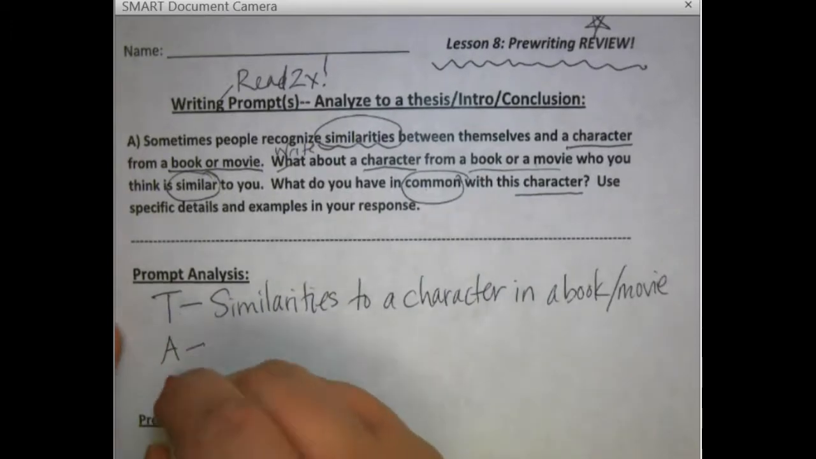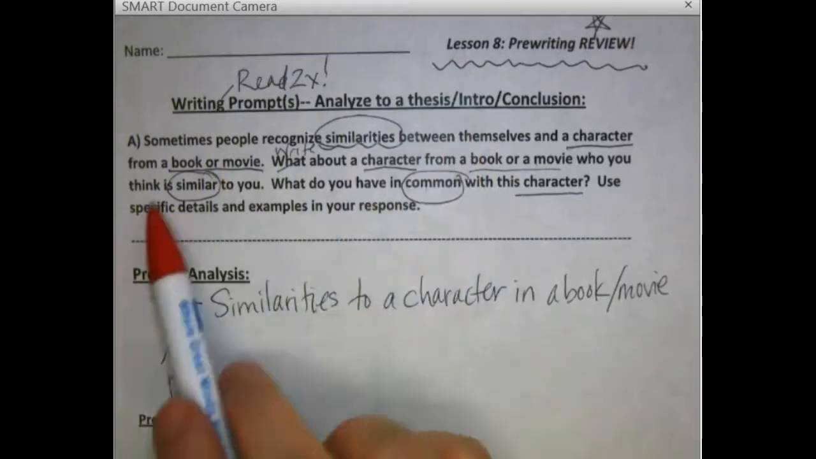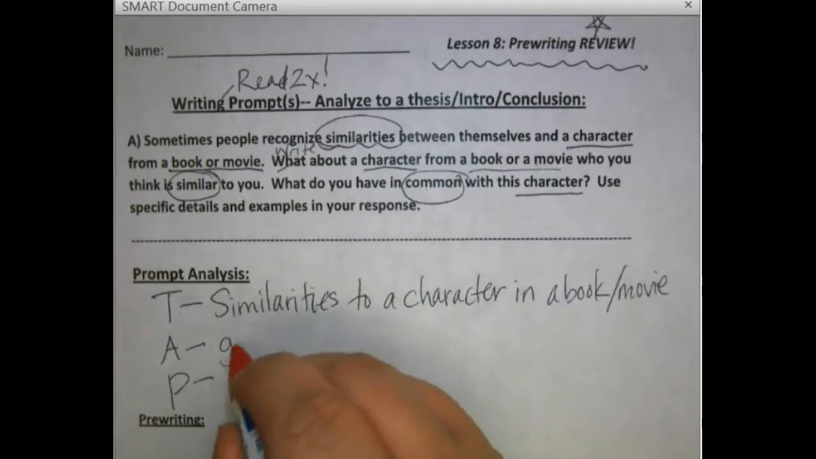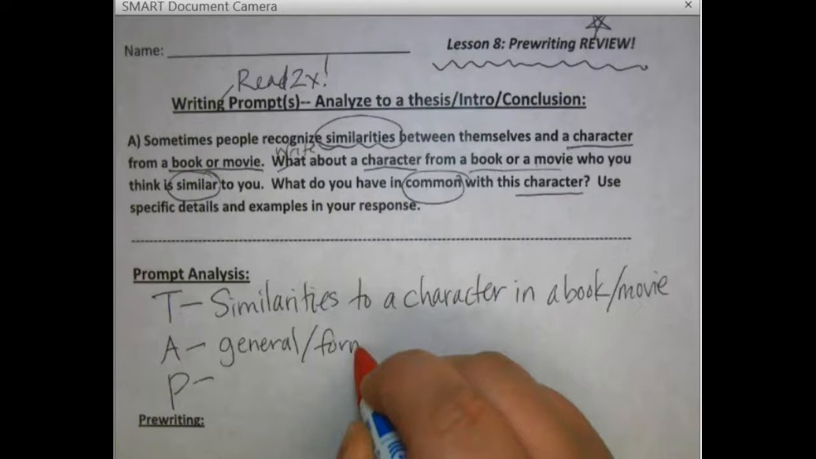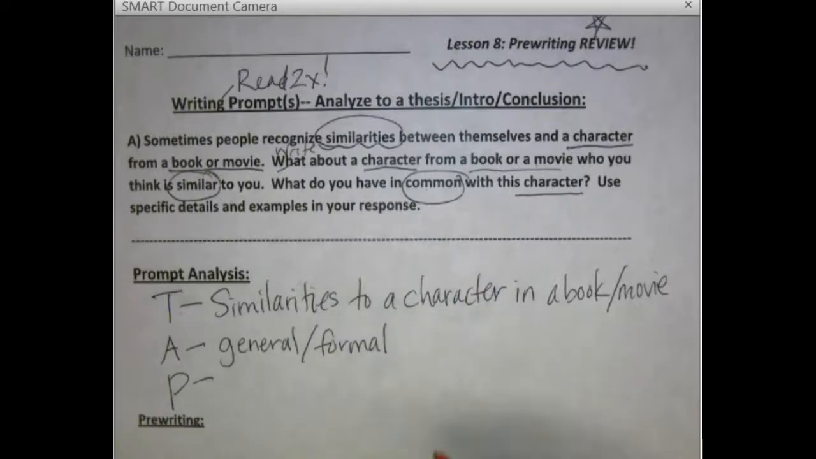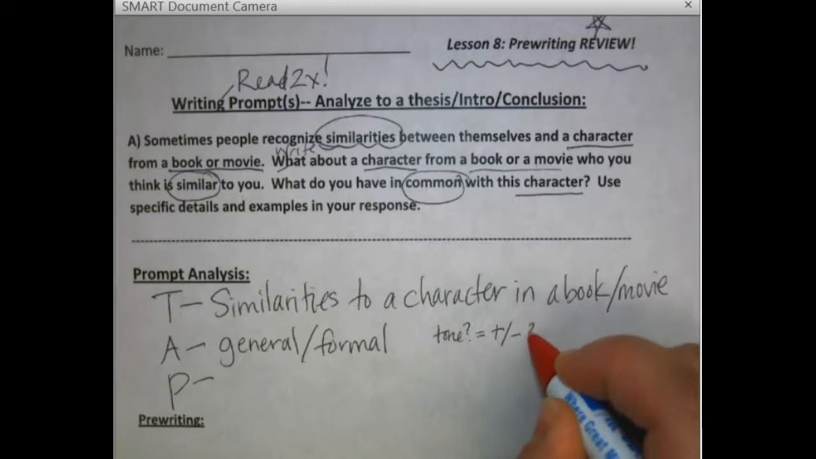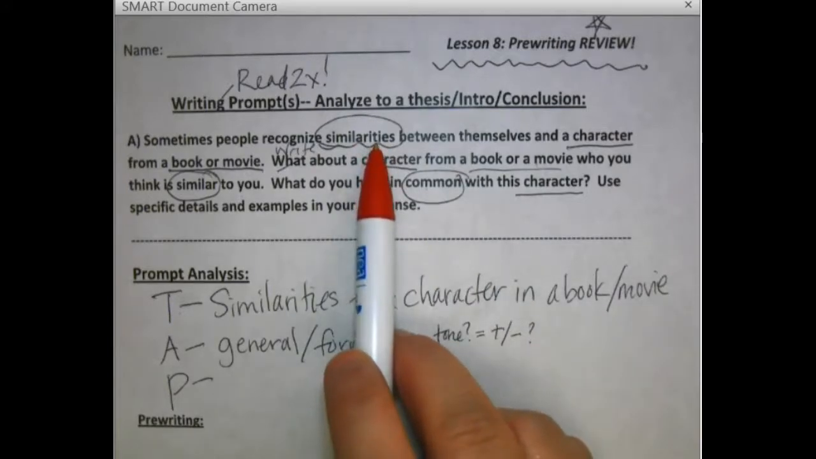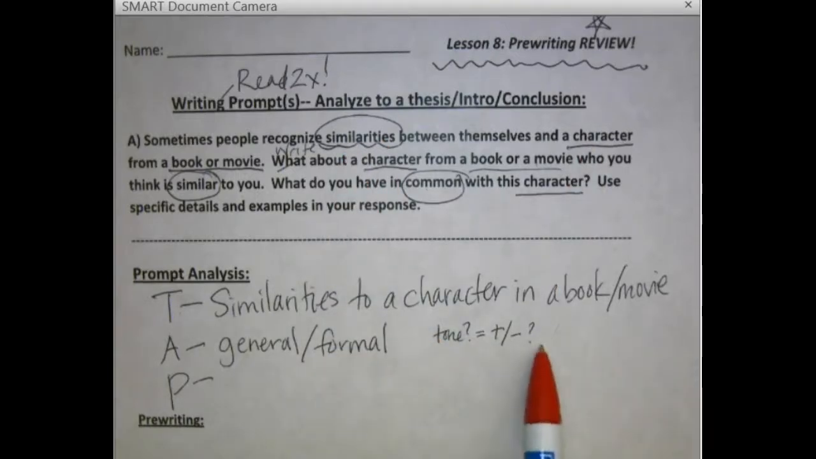The second thing we need to figure out is our audience. Our topic, our audience, and our purpose. And there's no real specifics about our audience, it just doesn't tell us who we're writing for, so we're going to go with a general audience. And we always want to make sure it's formal writing. If you're thinking about tone for this, you could kind of think positive or negative, and that just depends on you. If you wanted to pick a character who's kind of the bad guy and list all the bad things, that's up to you. It's okay.